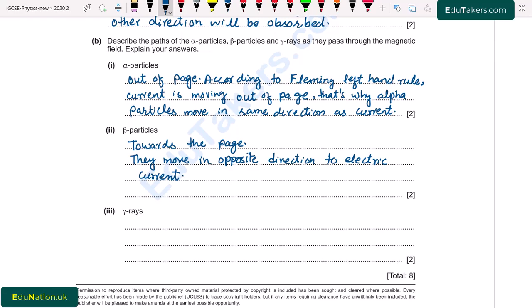Part third, we also have to specify the gamma rays, and we know that these are neutral. That's why their direction is not specified, not towards the page, not out of page. So they continue going straight. And why does this happen? Because these are uncharged.